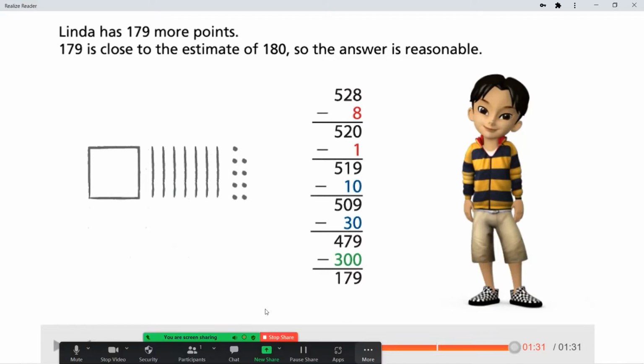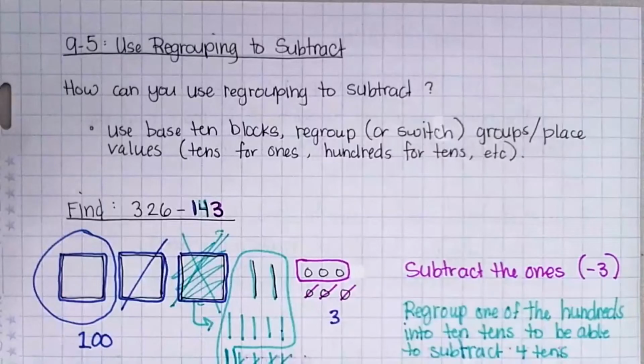So instead of making groups of 10 and carrying them over into bigger place values, you're pulling from the bigger place values and you're regrouping them into those small pieces so that you're able to use them to subtract. So here we can use our base 10 blocks and we can regroup or switch groups and place values, tens for ones, hundreds for tens, and so on.